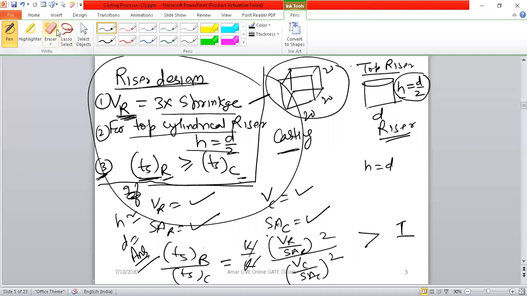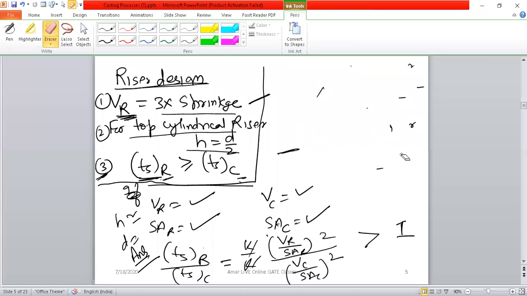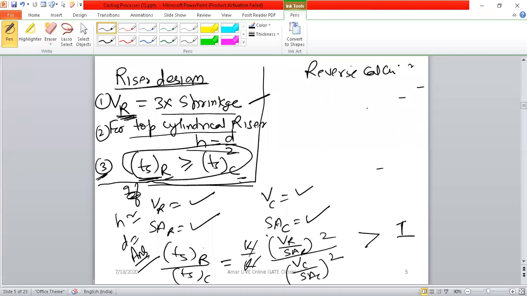But if the first two are satisfied, the shrinkage volume you have taken, but this is not satisfied, then you have to take a reverse calculation. What is the reverse calculation?